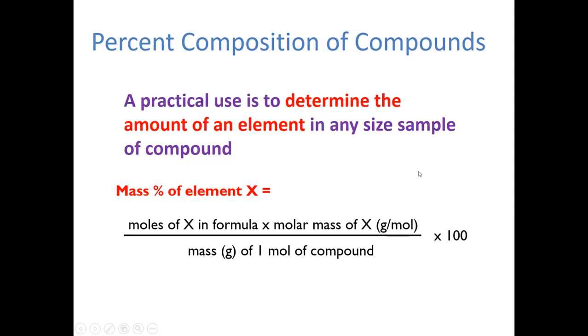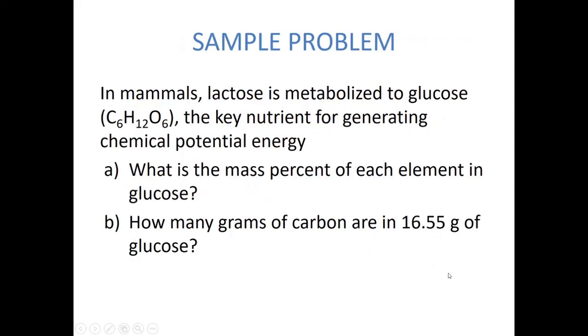And for the percent composition of the compound, a practical use is to determine the amount of an element in any size sample of compound. The mass percent of element X is equal to the number of moles of X in the formula times the molar mass of X in gram per mole, divided by the gram of 1 mole of compound, times 100%. And this is the sample problem.